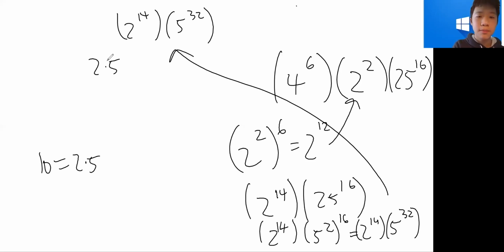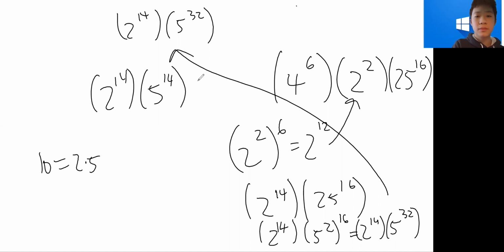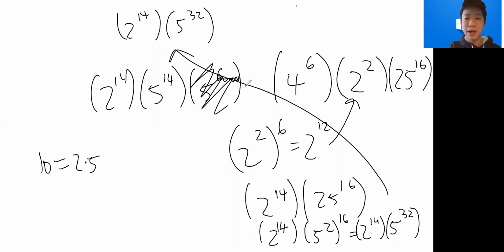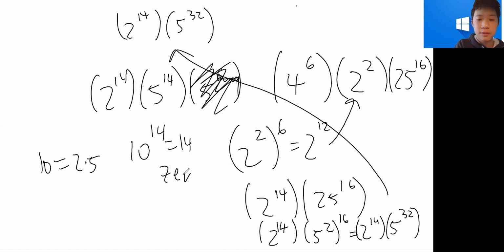I want to get this 2 to the 14 to combine with a 5 to the 14. And what do I have left on this side? Well, it's 5 to some power, but this is useless because it can't make any powers of 10, so we don't even need to care about that. All you have left is 2 to the 14 times 5 to the 14, combine them together, 10 to the 14, which is 14 zeros.